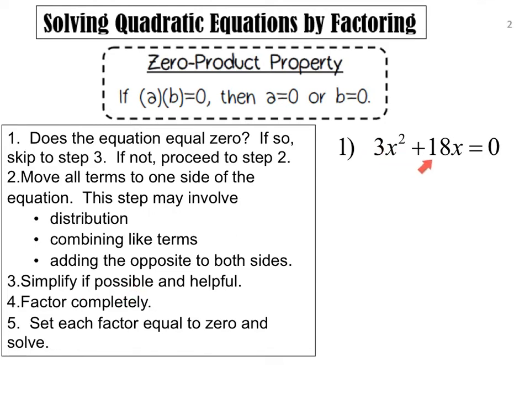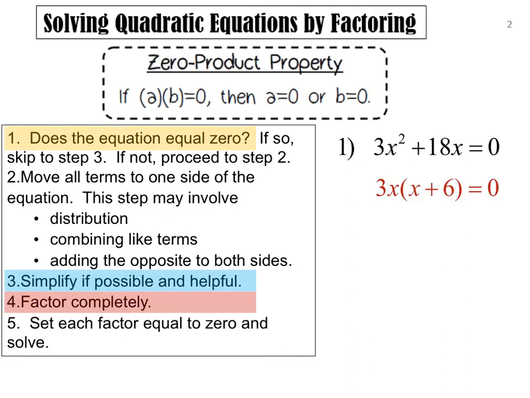We don't have any like terms, so we're going to move to step 4, the gist of our lesson, factor completely. So let's factor 3x squared plus 18x. Well, we pull out a GCF because we know 3x squared and 18x have a common factor. We pull out 3x and we have x plus 6. We have factored completely. Next, step 5.